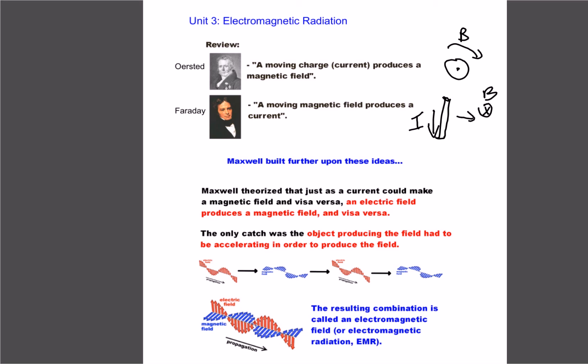So those two are key to figuring out that electricity and magnetism are tied together. An electric charge moving creates a magnetic field, and a moving magnetic field will produce a current. Later, James Clerk Maxwell came along and tried to figure out how these two are connected. The key to his discovery is that an electric field will produce a magnetic field and vice versa. The only trick is that the object had to be accelerating.